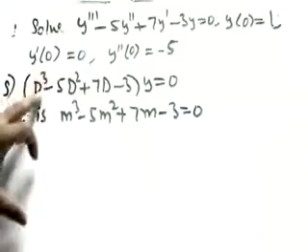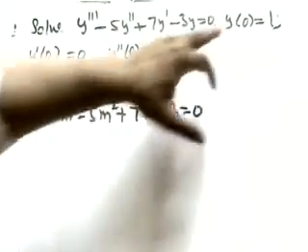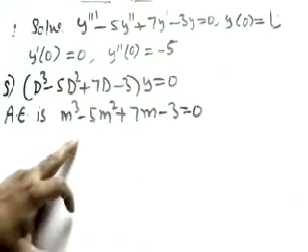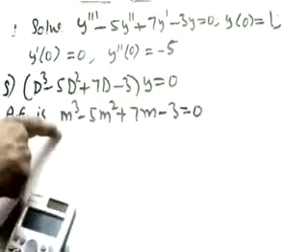Now see here the next question. y triple dash, that is (D cubed minus 5D squared plus 7D minus 3) y equals 0. These conditions we will use later to find the constants. Now, the auxiliary equation. I just want to show the auxiliary equation.